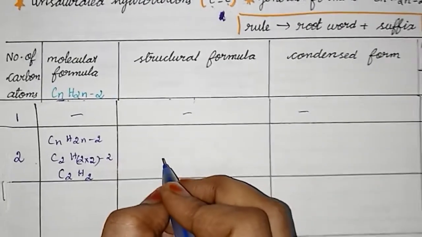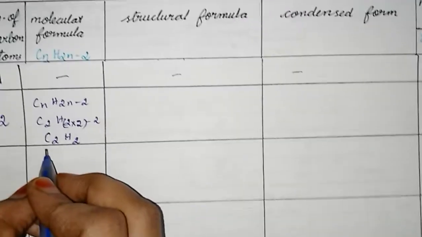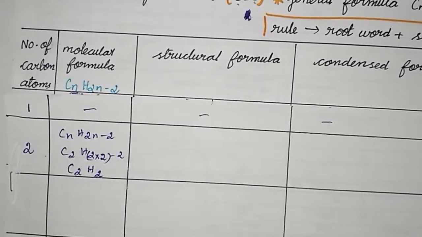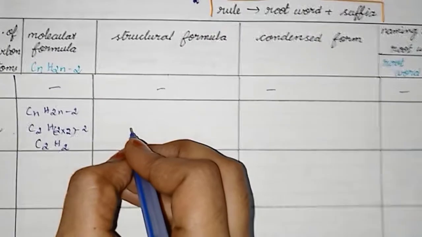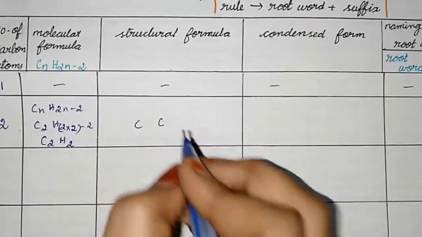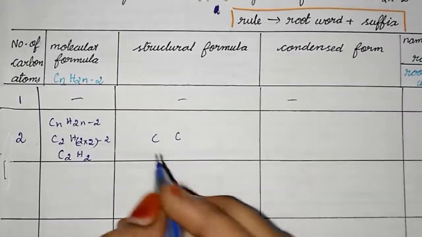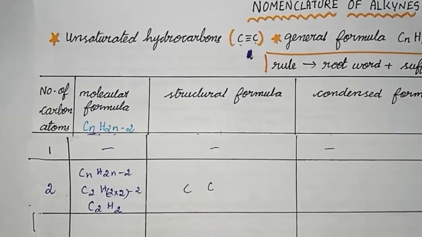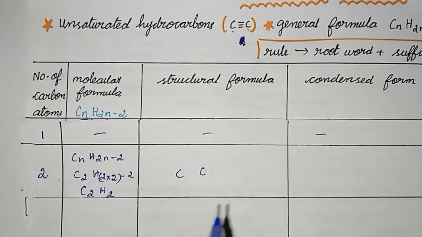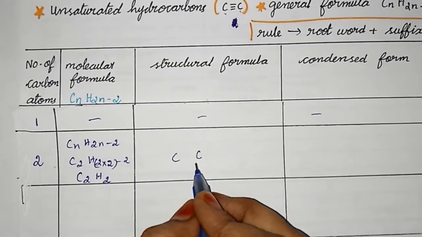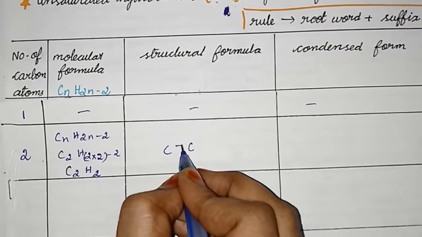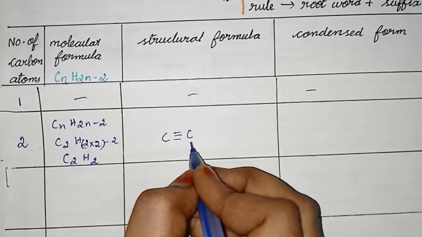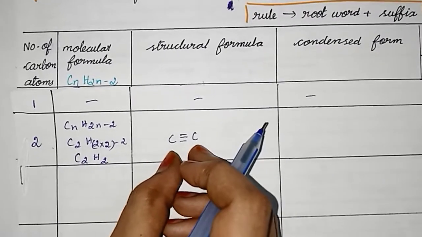So first we write the number of carbon atoms. How many carbon atoms are there? 2 carbon atoms. So first write the carbons, 1, 2. Okay, and next we fix the place for the triple bond. It is an alkyne, so it contains a carbon-carbon triple bond. Here 2 carbons are there, so we write the triple bond in between the 2 carbon atoms. So now the carbon skeleton is formed.